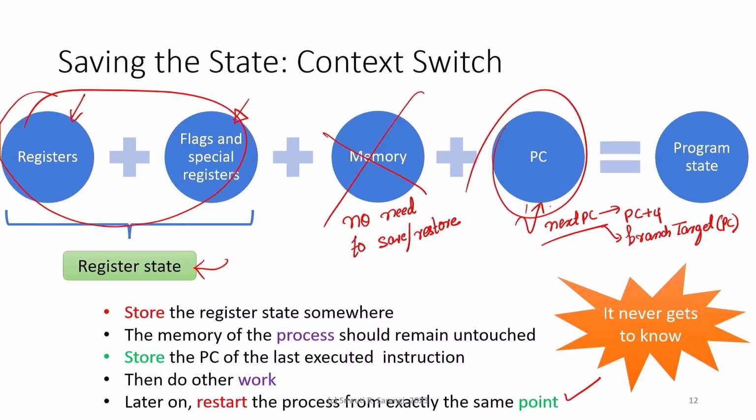Which means that now the OS has been suspended, it's not running, and the original process is running. So the original process should never get to know that all of this is happening. Of course, it can do more fine-grained measurements like look at the timing and so on. But in general, it should never get to know that this is happening maybe millions of times in its lifetime. It should be absolutely seamless.